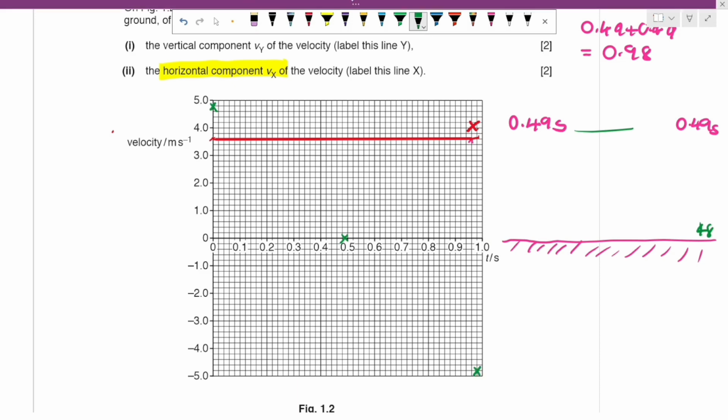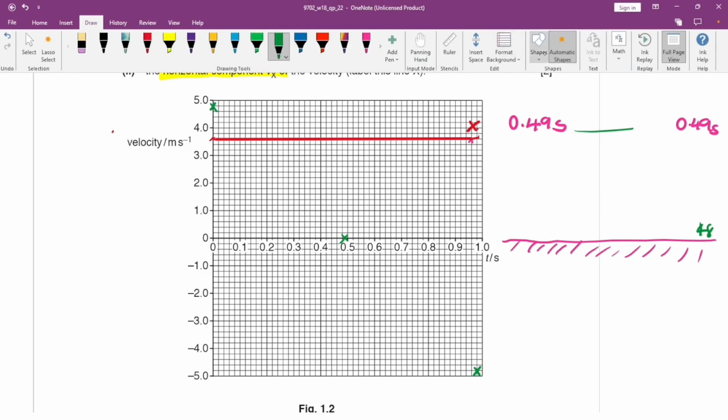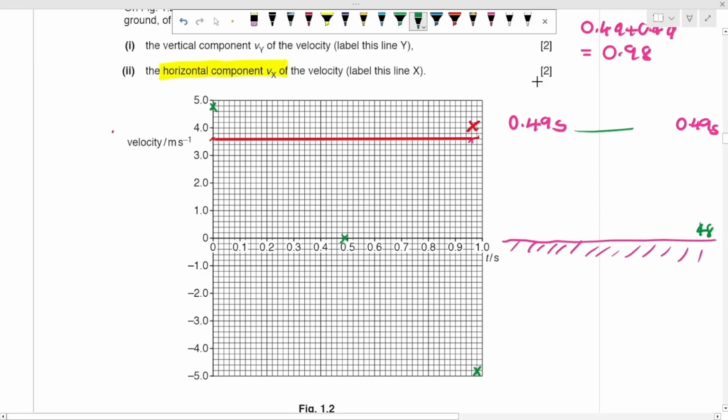What's left, just draw a straight line. Why? Because the acceleration is constant. So your line has to be the same gradient throughout. Okay, so you draw a line that starts from here, passes through there. Yeah, that's it. And then you get your mark. Okay, pretty doable, right? And make sure it doesn't do what my line is doing here. It starts and ends at these specific coordinates.